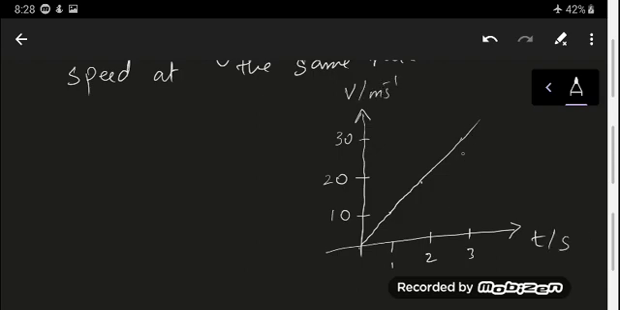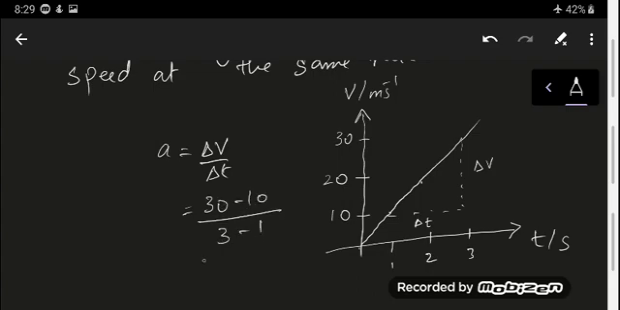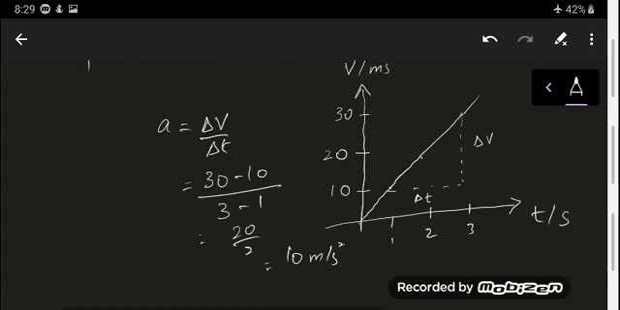gives the acceleration. If I'm going to find the acceleration through this speed time graph, what's going to happen? This is the change in speed, the y coordinates, and this is the change in the time interval. So the acceleration is delta v over delta t, and you can see that by yourself. Let's say 30 minus 10 over 3 minus 1, and it's going to give you 20 over 2, that is 10 meter per second square. So the gradient of the speed time graph gives you the acceleration.